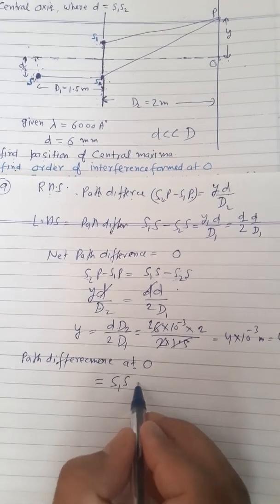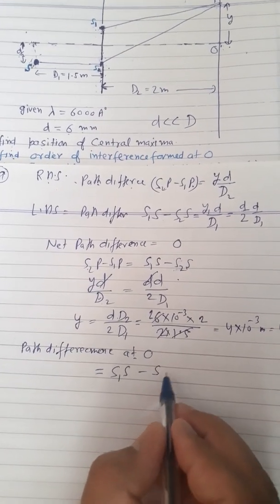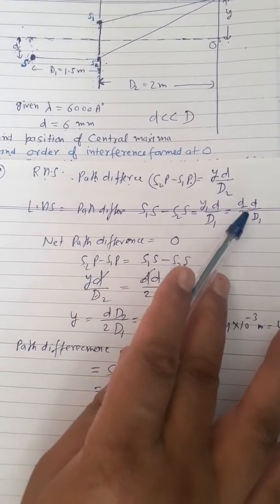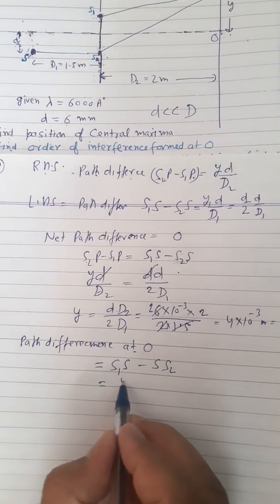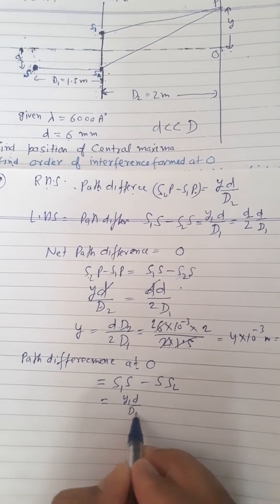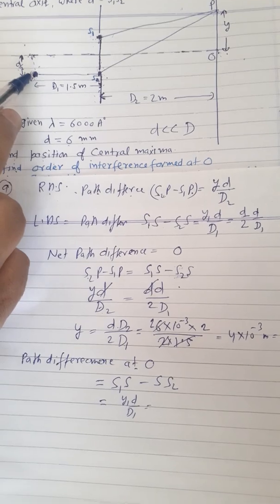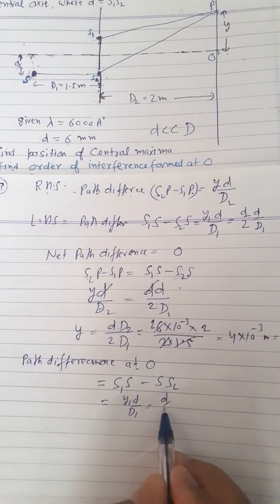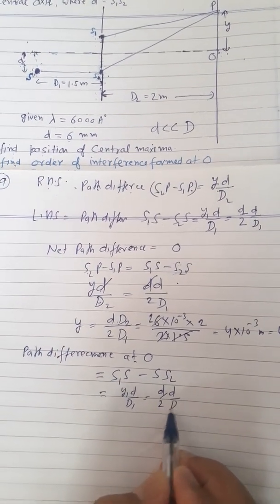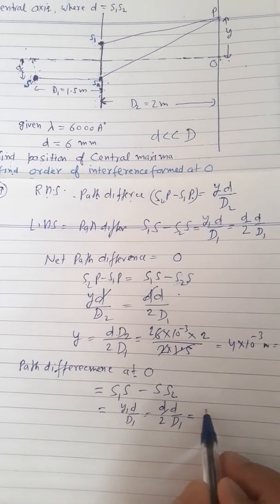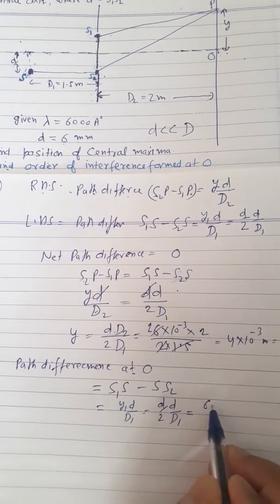S1S minus S2, I have found it here. S1S minus S2 is Y1 D upon D1. Y1 is displacement from the central line downward, that is D by 2. So D by 2 into D upon D1. D they have given 6 mm. D into D, that is 6 mm.